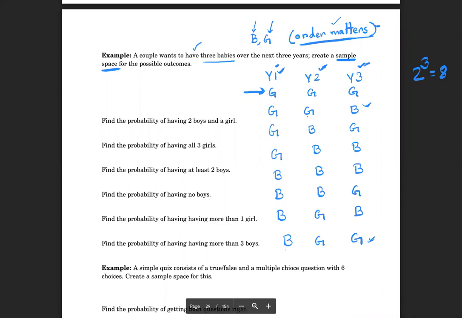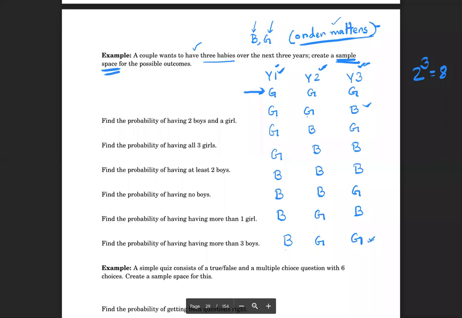So when I asked you to create a sample space, my expectation was that you'd be listing something like this, or at least get started like this. When I asked about creating the sample space, I was expecting this list.